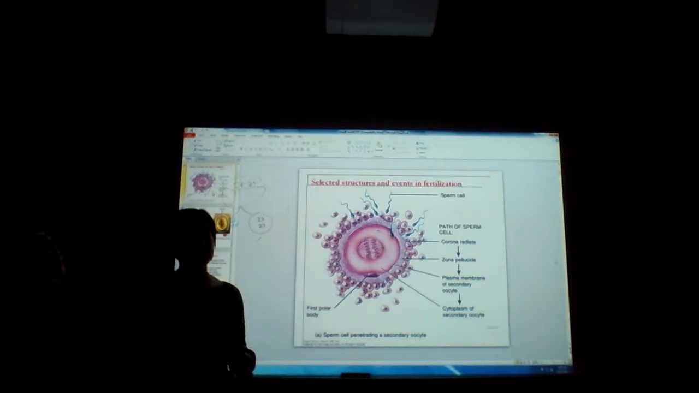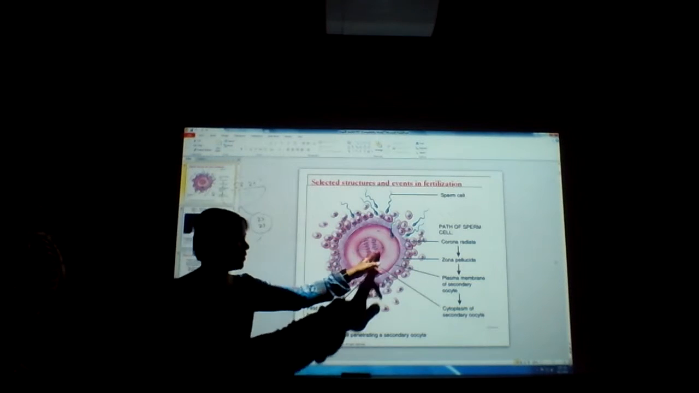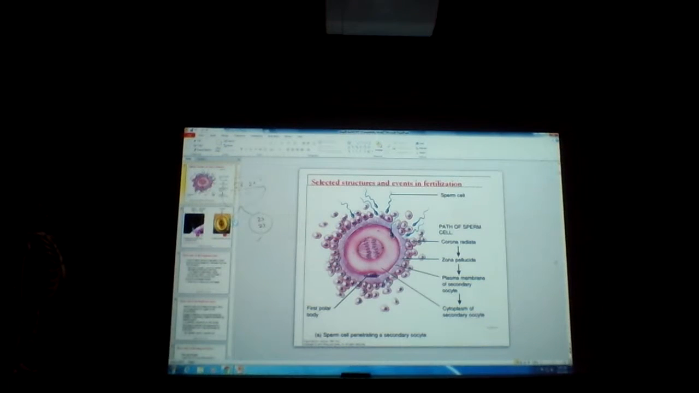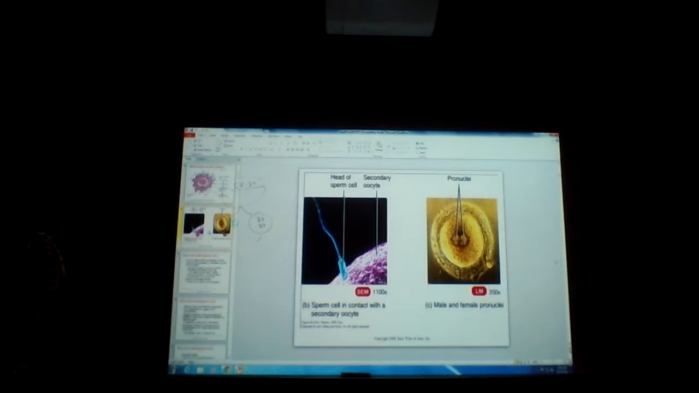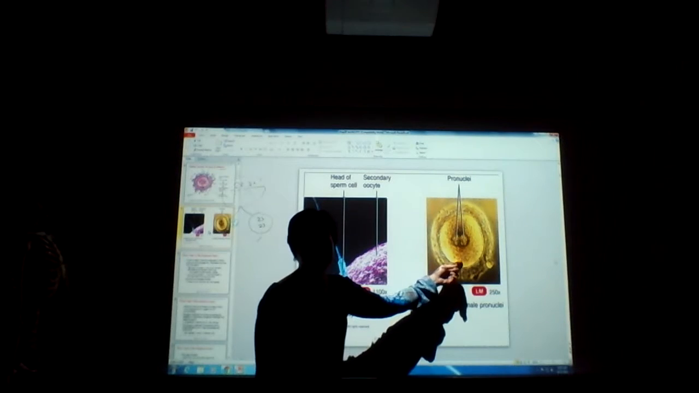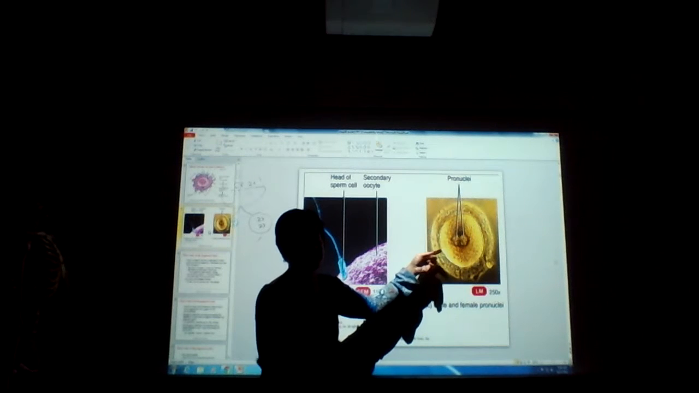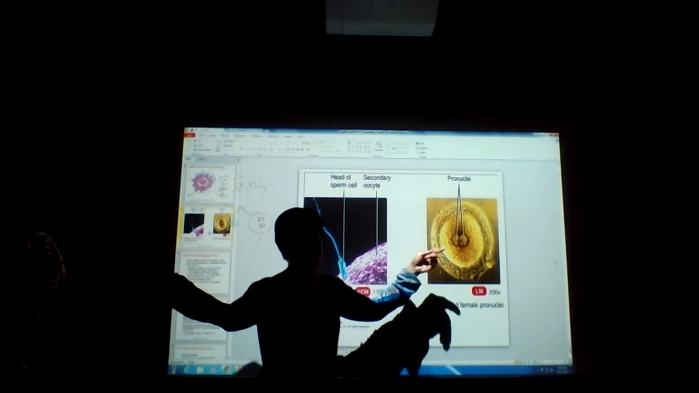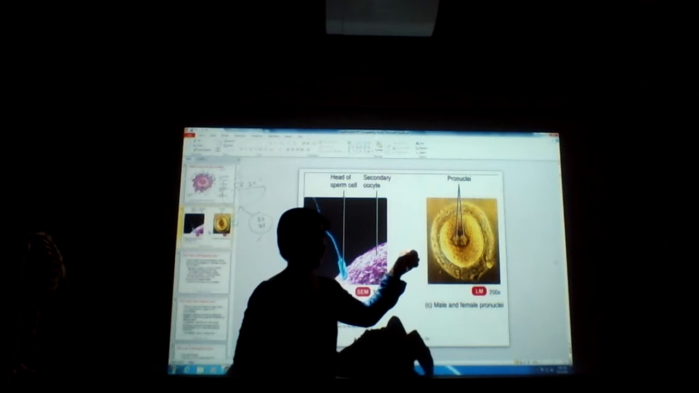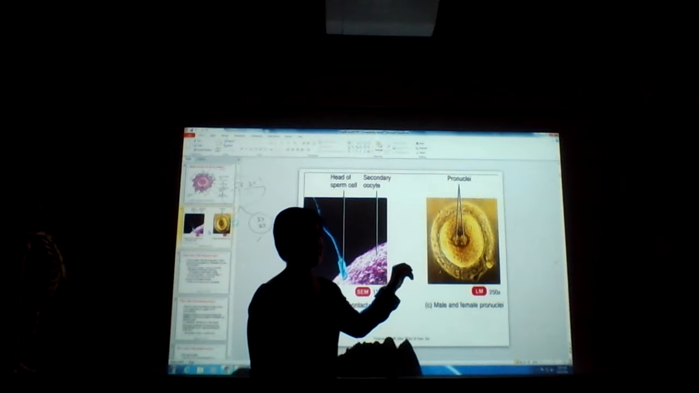They just fuse. So this is referred to as a female pronucleus. Look, they just meet. And then what is this? Isn't this the cell already? What's the definition of the cell? It's the smallest unit of life. It's alive.